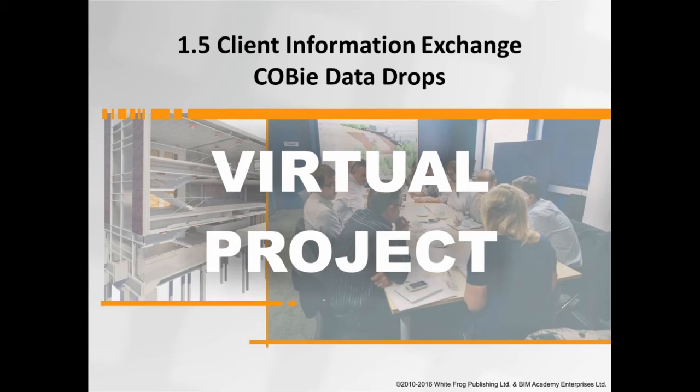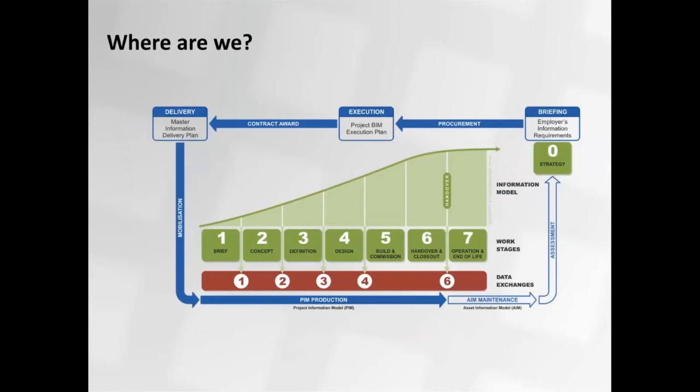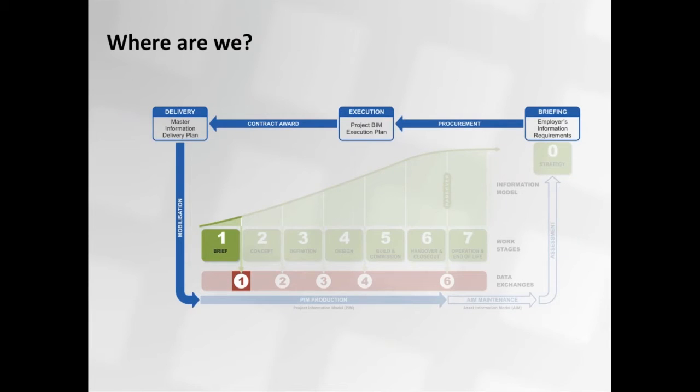So we've seen the big picture. We know what the purpose of a BIM execution plan is. Where are we now? We are now here. We have defined a BIM execution plan and a master information delivery plan. And the first step we have to think about is what are we going to do in terms of delivering the first set of information at the first data drop, okay?